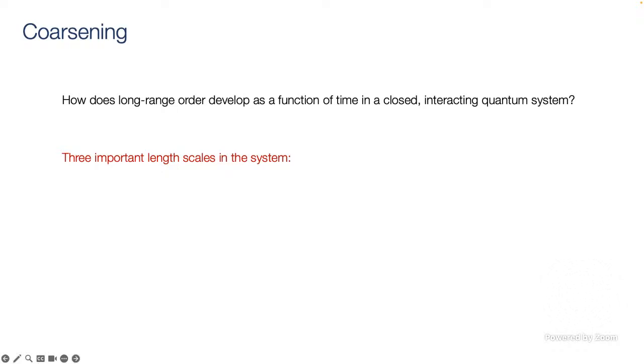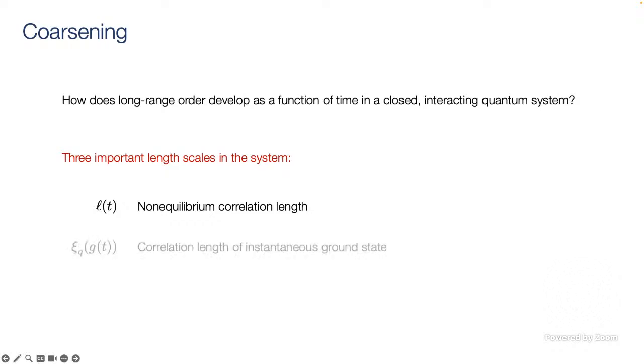All right. So as I was saying, to understand this physics, there are three important length scales in the system that we need to think about. Okay. So firstly, there is a non-equilibrium correlation length. So if I stop the experiment at any point, just took a snapshot and measured what my correlation length is, this is the object that I'm measuring. This is the non-equilibrium correlation length.